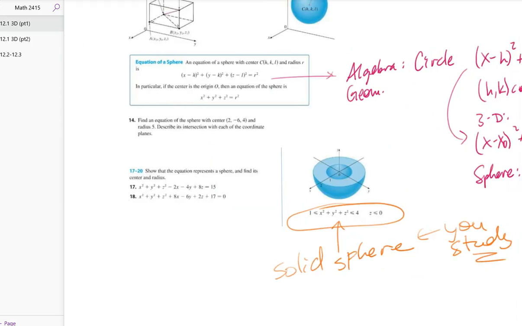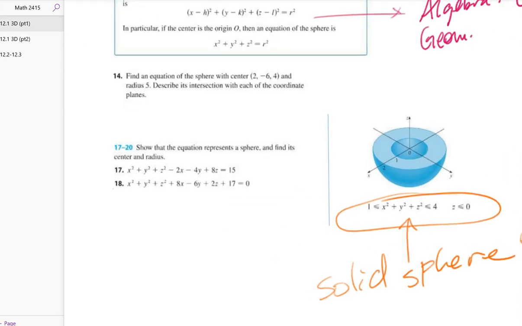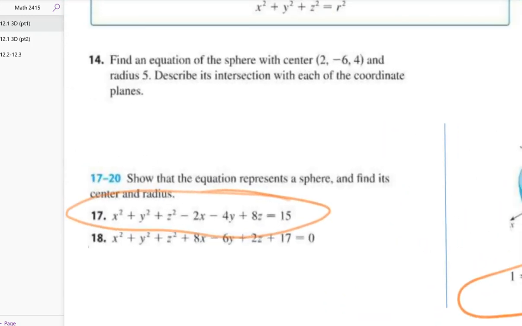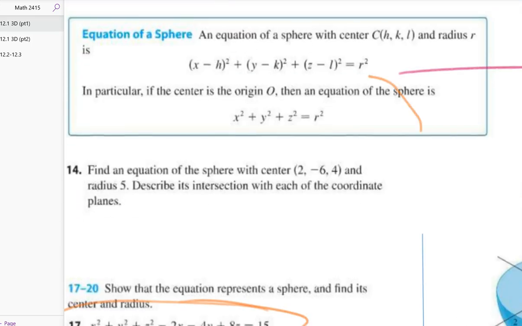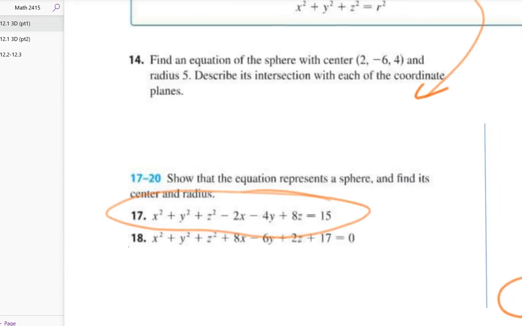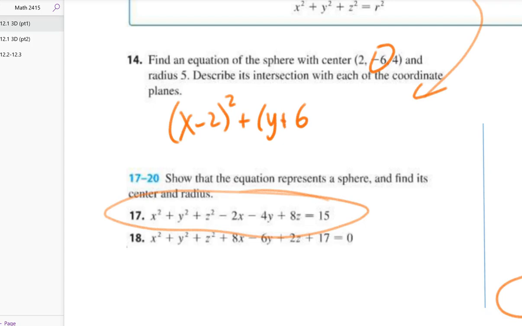All right. Now here you have spheres that aren't given so nicely. For example, number 14 here says find the equation of a sphere with center 2, -6, 4, and radius 5. So you're just going to use your formula and plug in numbers. So it's going to be x minus 2 squared plus y minus negative 6, so that becomes y plus 6 squared, plus z minus 4 quantity squared equals, the radius is 5, so 25. And there's your answer for that.